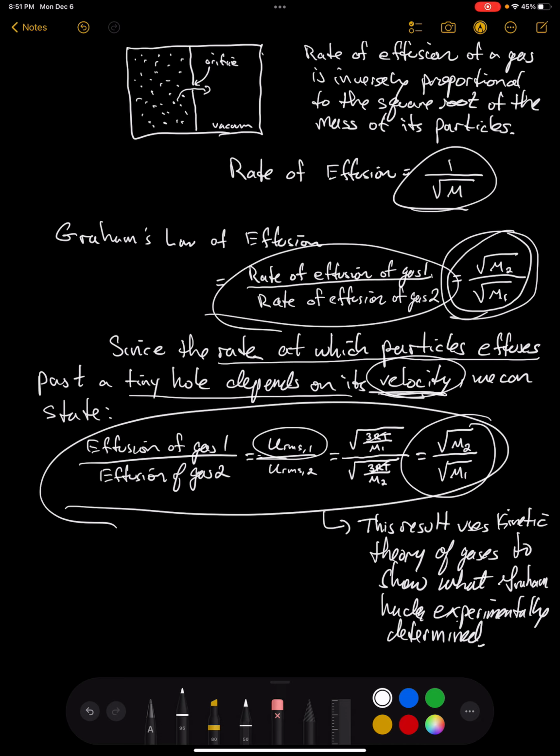Okay, so there's one more section. I am going to have to make a part 4 for chapter 5. So the next section will be section 5.8 on real gases. So I will get that recorded soon so that you can finish off chapter 5.